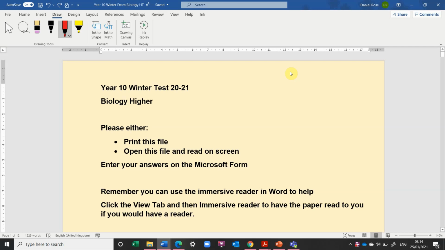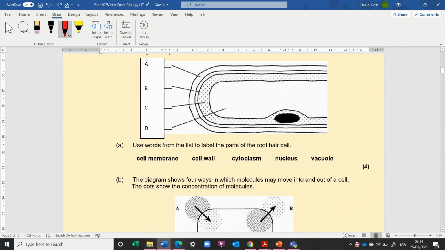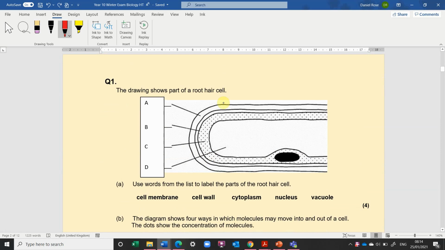Hi guys, so I'm going to walk you through the biology exam paper, the higher tier one that we did in the spring, and just pick on some exam technique things we need to think about. And again, I'm just going to pick up the bits that people found hard as we go through.